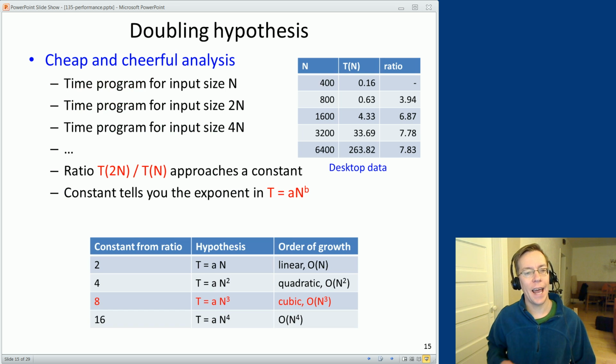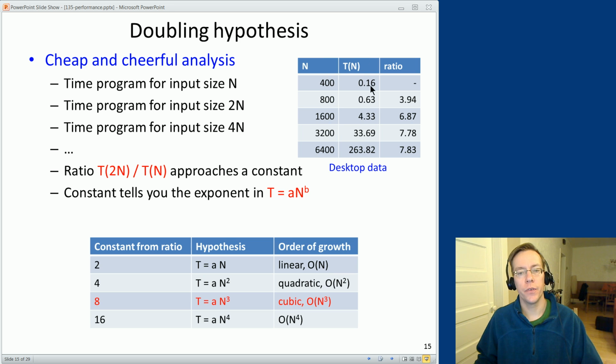How do we do the analysis on this? This is the main takeaway from this lecture: the doubling hypothesis. And you notice when I did that experiment, I doubled the input size n. I start at some n, and I double it, and then I double it again, and so on, and I measured the time. Here's the desktop data. I started with 400, 800, 1600. So every time I double the input size, I measured the time.